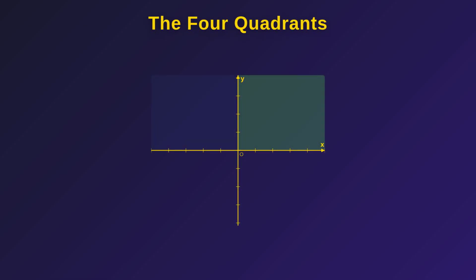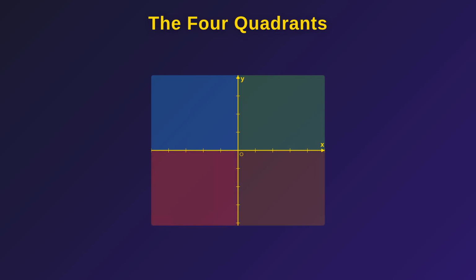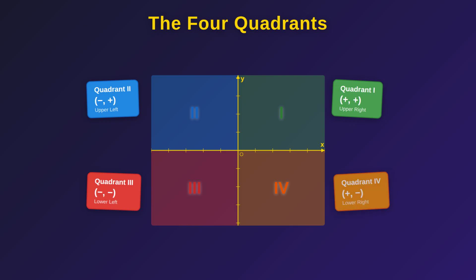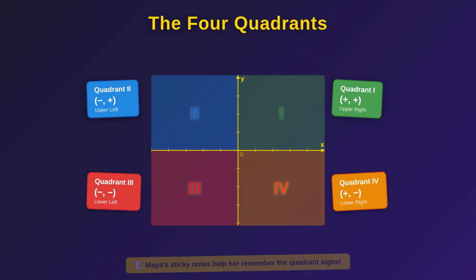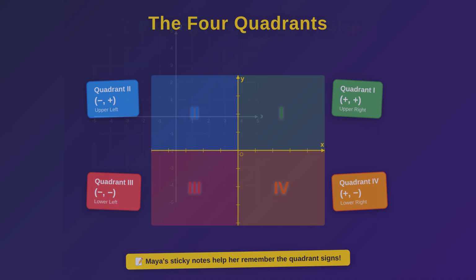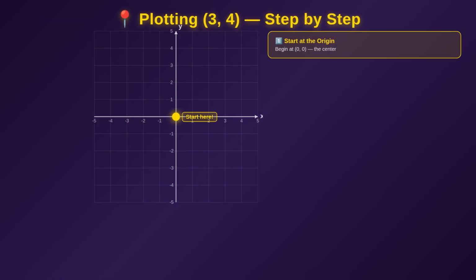The x-axis and y-axis divide the coordinate plane into 4 sections. We call these sections quadrants, and we number them 1 through 4 using Roman numerals. Quadrant 1 is the upper right. Both x and y are positive here. Quadrant 2 is upper left. X is negative, y is positive. Quadrant 3 is lower left. Both are negative. And quadrant 4 is lower right. X is positive, y is negative. Maya wrote these on sticky notes around her desk.